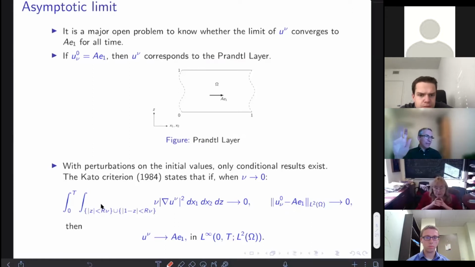Again, I'm not saying this for the specialist in the room who knows far more than me, but it's always interesting to remember that things happen at another scale. Here it is for z close to order nu. So this is not the scale of the Prandtl layer. The Prandtl layer is square root of nu, which is small, but not that small. Here we are looking at a very, very small layer, which is of order nu.